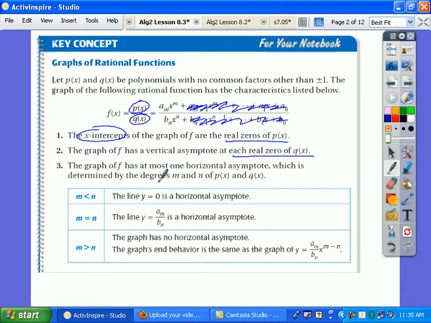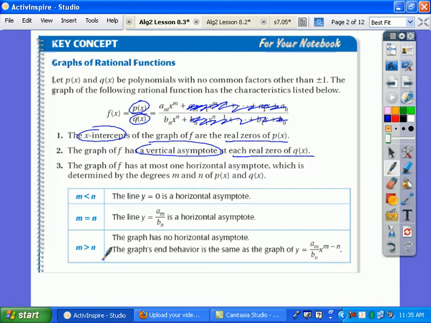So step 1 gives us the zeros. That's where the graph's going to cross the x-axis. Step 2 gives us our vertical asymptotes. Step 3 gives us our horizontal asymptotes, but now there are 3 cases.